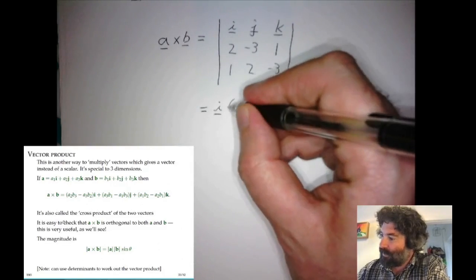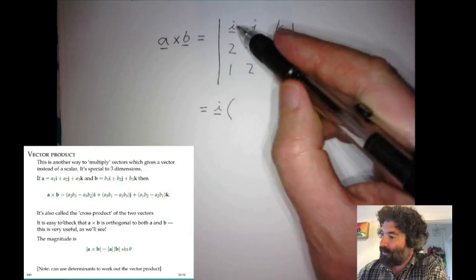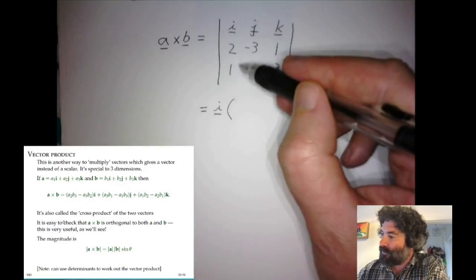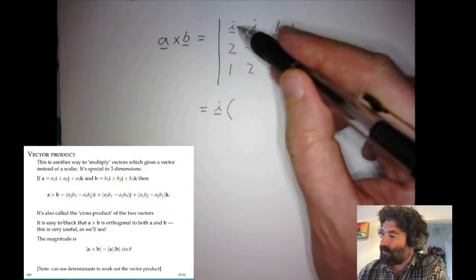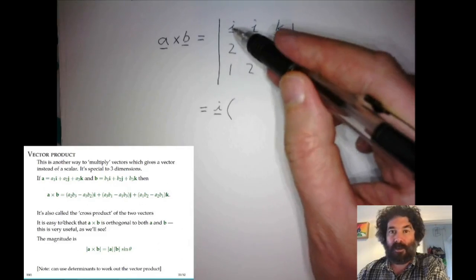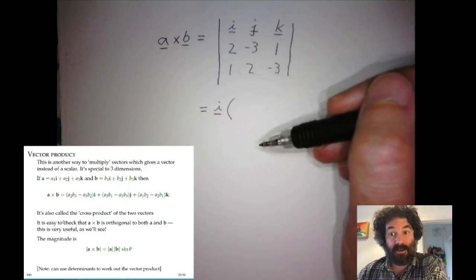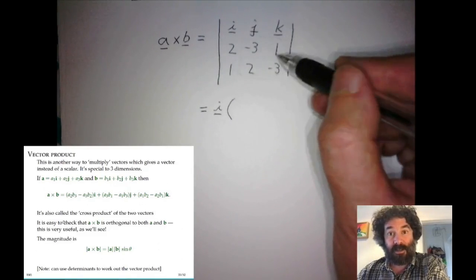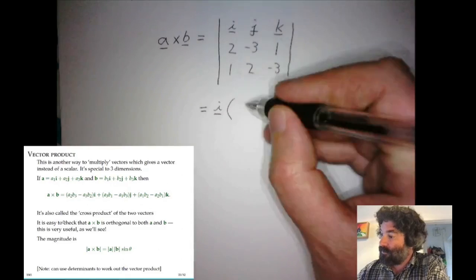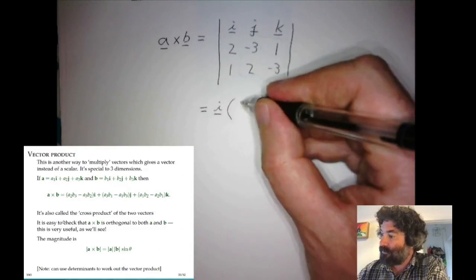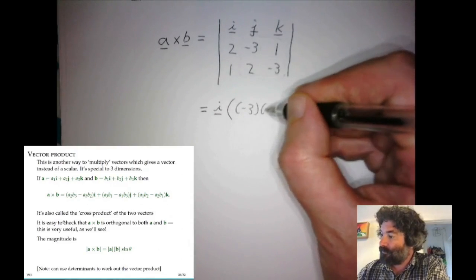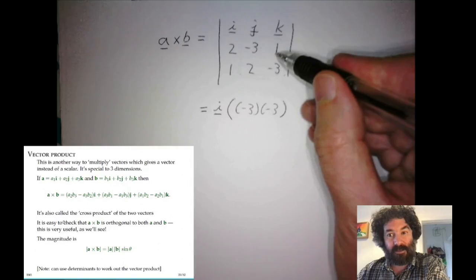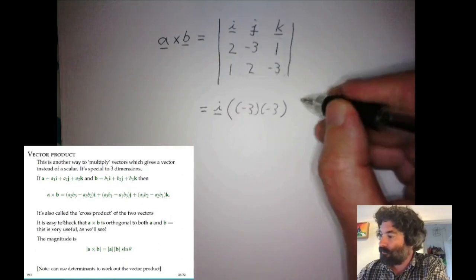And then we multiply i by the 2 by 2 determinant of this lower right section where we delete the top row and the first column, the row and column that contain i. And the determinant of this 2 by 2 matrix is the product of the diagonal entries, so that's -3 times -3, minus the product of the off-diagonal entries, so that's 2 times 1.